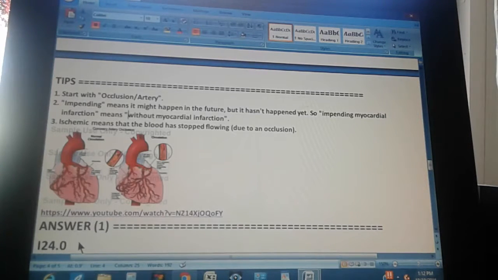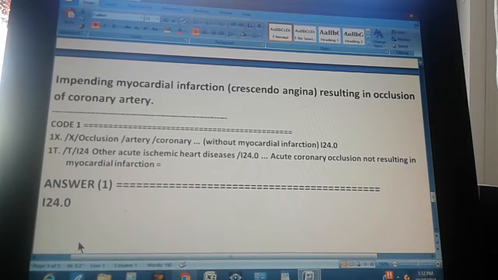So 1, 2, 3. All right, this is the summary of the whole problem. This is an impending myocardial infarction, crescendo angina, resulting in occlusion of coronary artery. There's only one code, and the code through the index is found like this. First you go to index. Then you start with occlusion. Then you go to artery. Then you go to coronary artery.